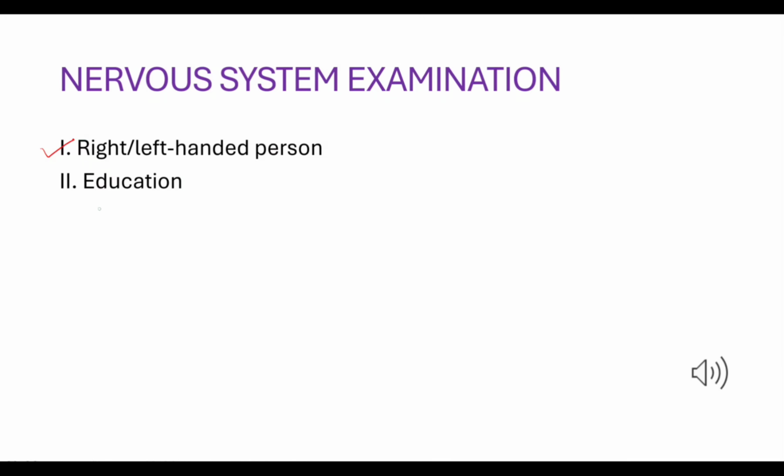Pillar 2 is education. You must document the patient's educational background. Again, the question why? Because it defines your baseline for the cognitive assessment that follows. You cannot accurately test calculations or abstract reasoning without knowing their baseline education level. It protects you from misinterpreting a lack of schooling as a neurological deficit.